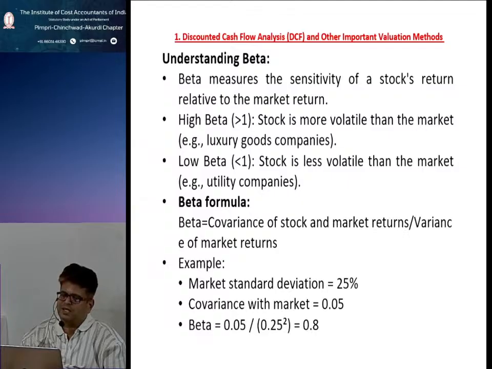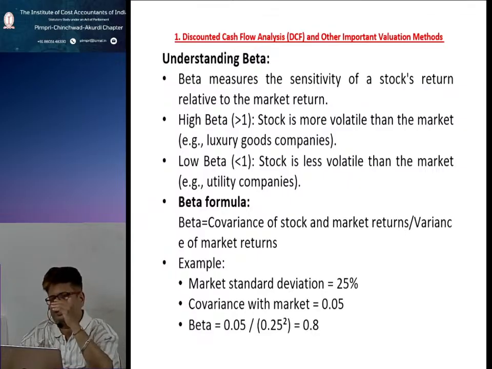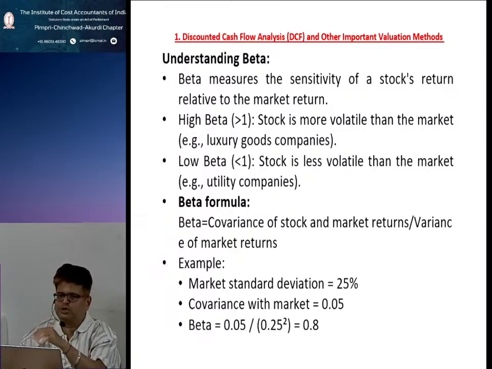Now let's understand what is meant by beta. Beta measures the sensitivity of a stock's return relative to the market return. So it is a comparison of the return on an individual stock vis-a-vis the entire market return. That sensitivity measured is called beta.